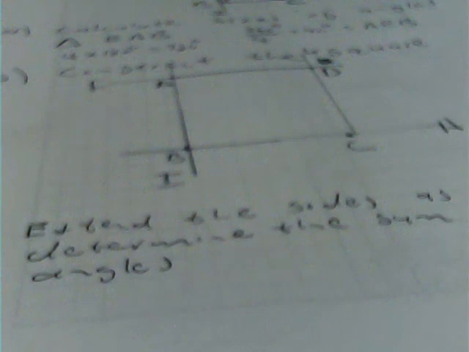Next, we are asked to extend the sides as shown and then determine the sum of the exterior angles. Okay, so we already extended the angles, so we did already the first part of the next question, which was to extend the sides as shown and then determine the sum of the exterior angles.